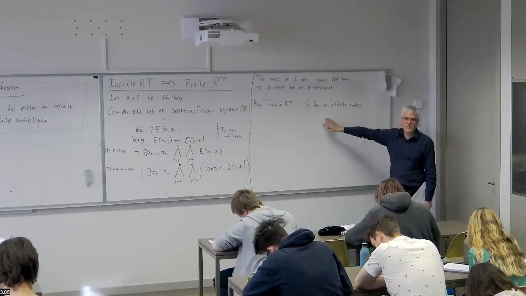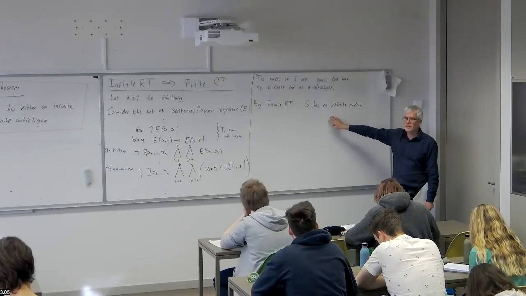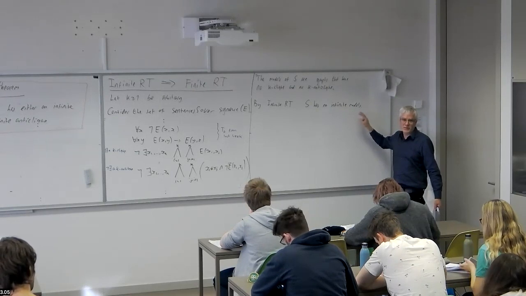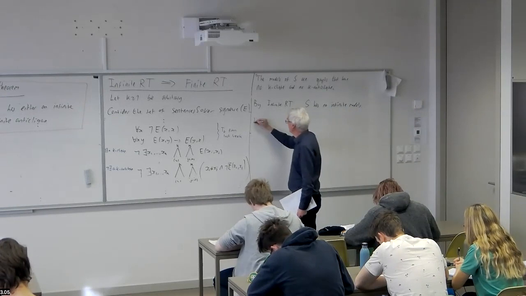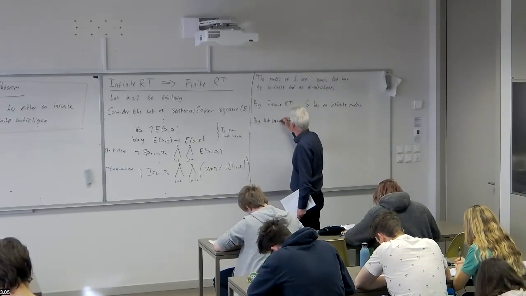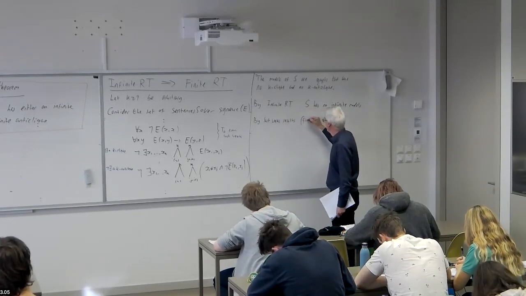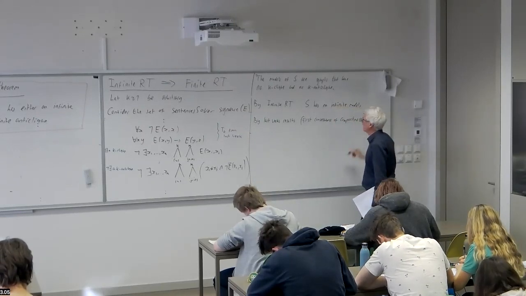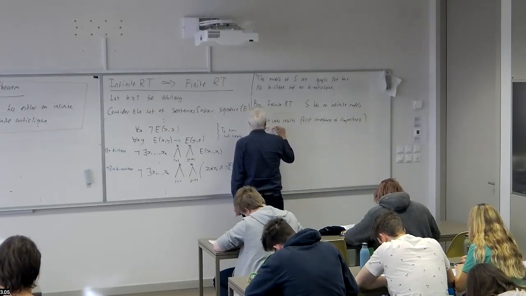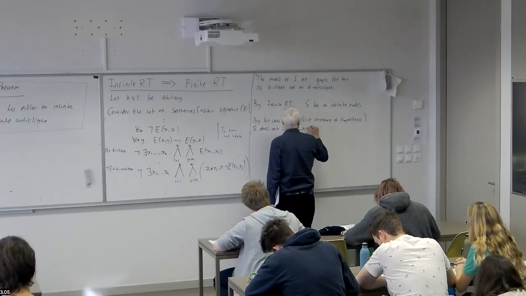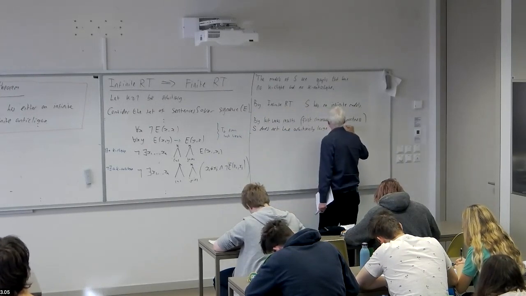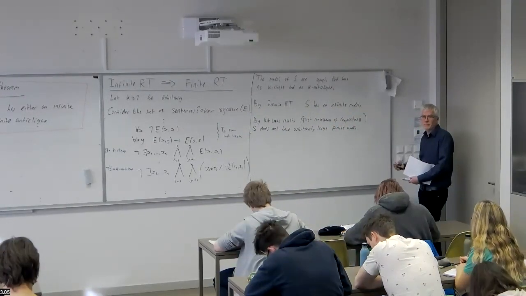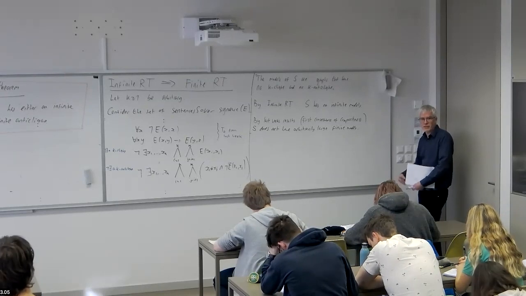But last week we had a theorem that was a consequence of compactness that said if a theory has arbitrarily large finite models, then it has an infinite model. So S does not have an infinite model. Therefore, by last week's theorem, it cannot have arbitrarily large finite models. That simply means there exists a finite number beyond which S has no finite models of that cardinality.